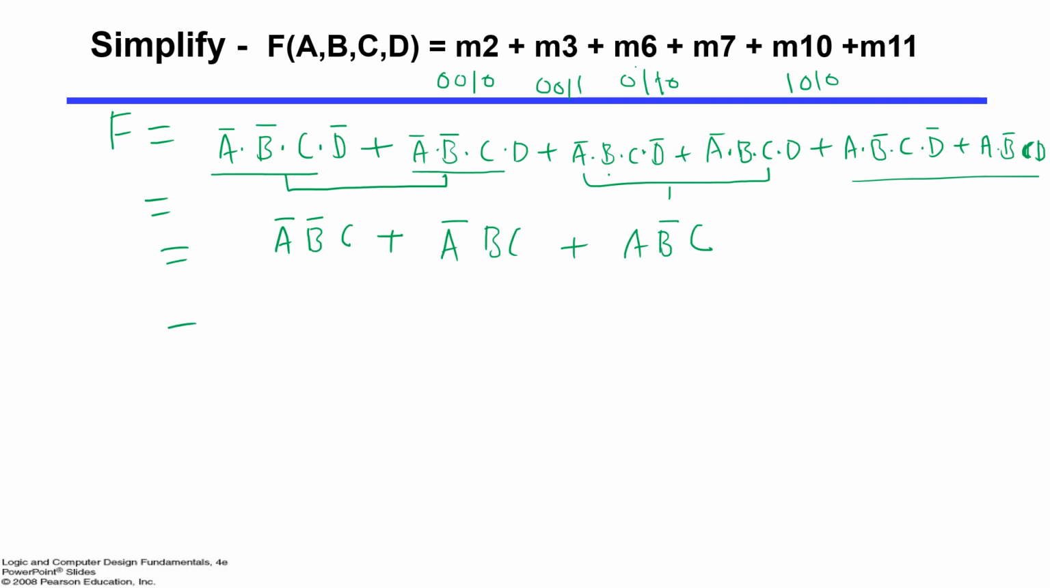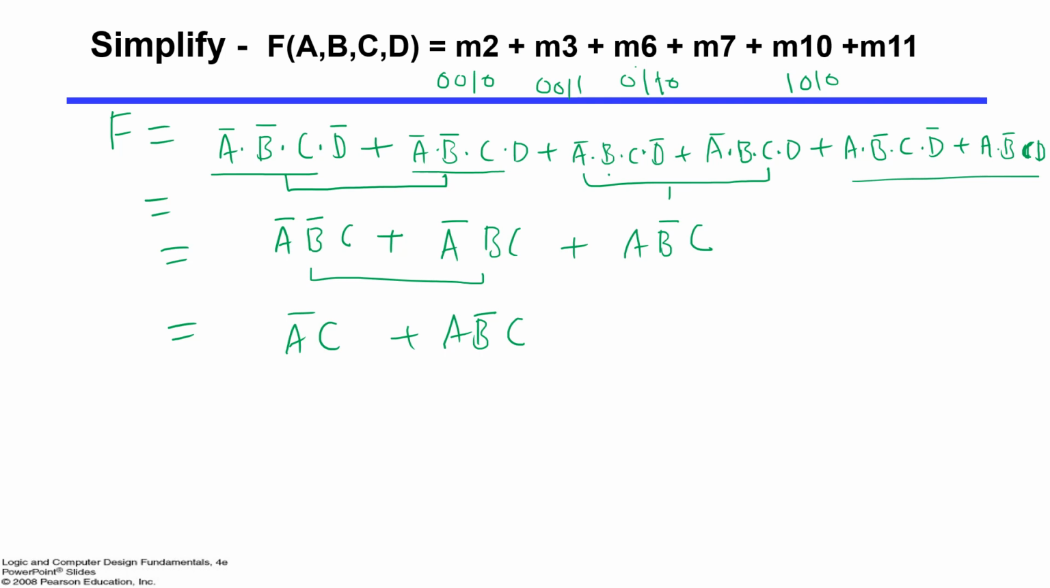Now is there any optimization further? Can we apply some law here? Can we see? So A bar C, right? So we can apply further here. So we'll get A bar C from here, B plus B bar will be gone, plus A B bar C.